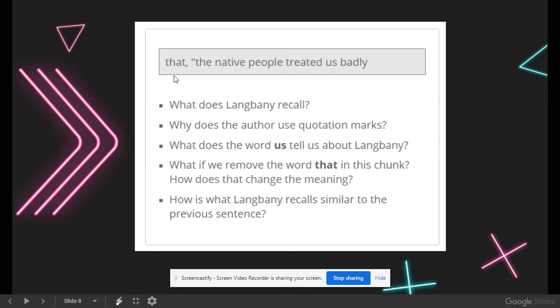If we took the word that out, it would not make a difference. You could still read this sentence without the word that, and it still would make sense.